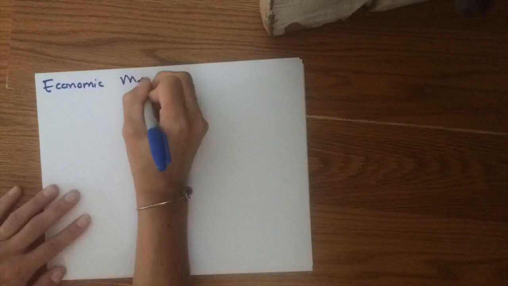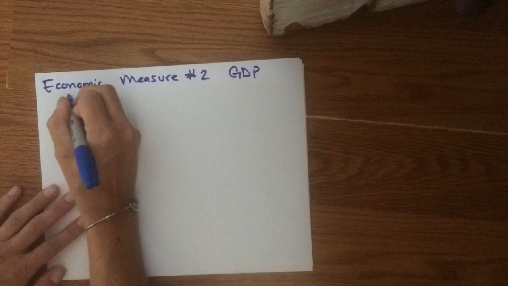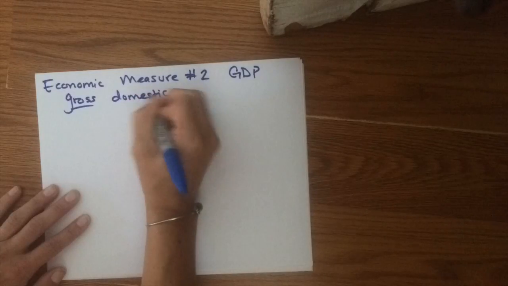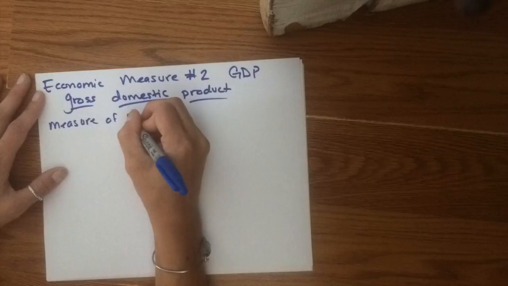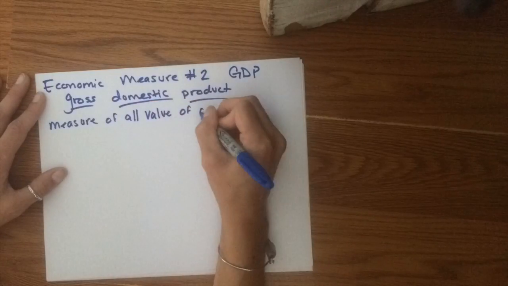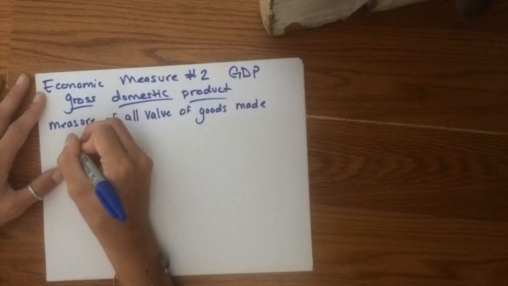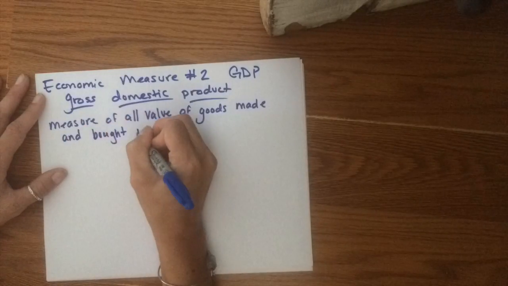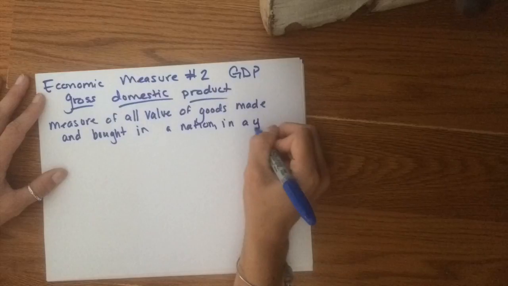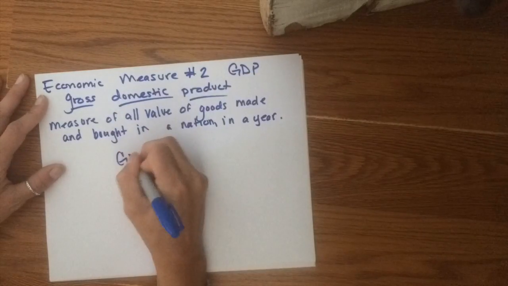The economic health measure number 2 is GDP, or Gross Domestic Product. So if you look at the words, it's broken down for you. Gross is the measure of all value. Domestic is goods made in the U.S. or within a specific country, and product is the goods or services that are made. So it's the measure of all value of goods made and bought in a nation in a year.